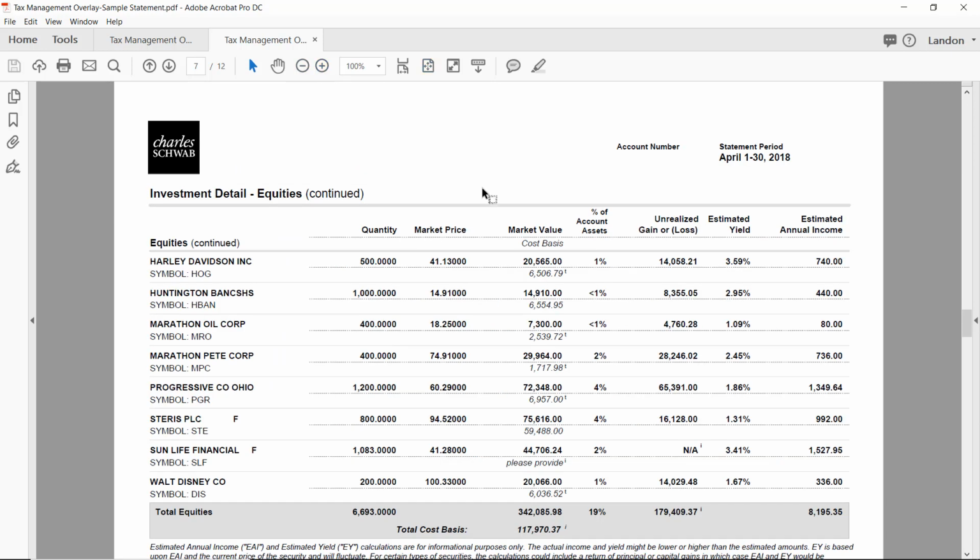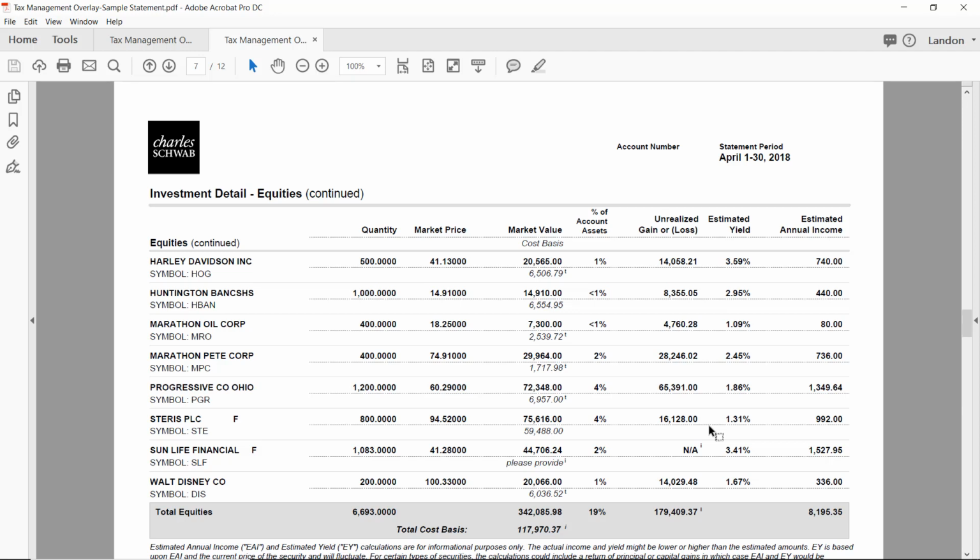Make this a little bigger. You'll see the unrealized gain or loss number. Harley-Davidson stock, $14,000 gain. Huntington, $8,000 and change. You can see these as we're going along. Progressive, $65,000 and change capital gain. Unrealized at the time. So we haven't sold it, so we have not realized any gains in these positions.